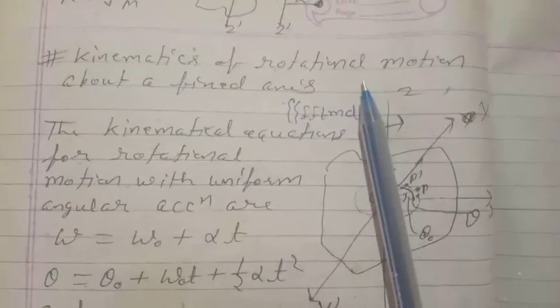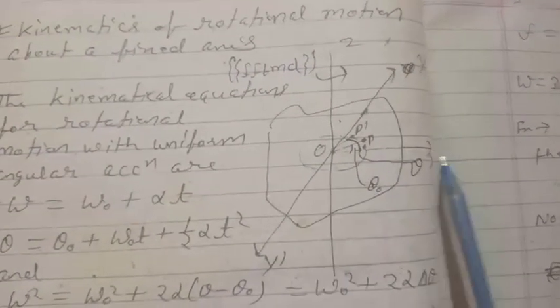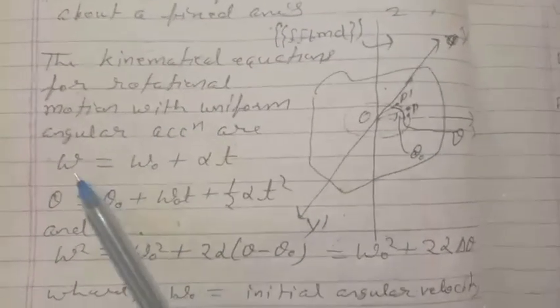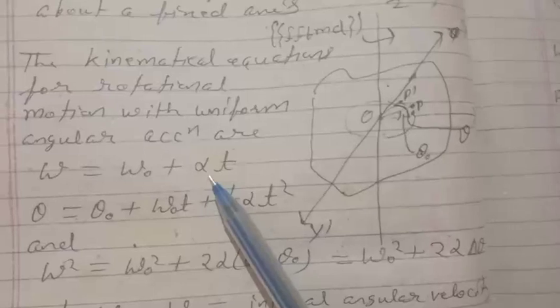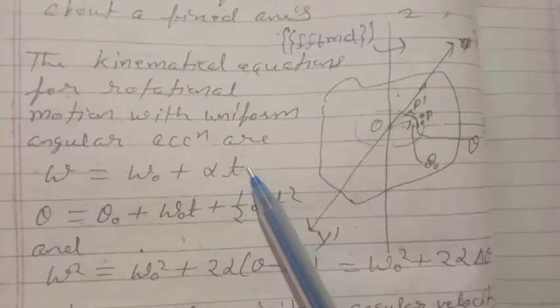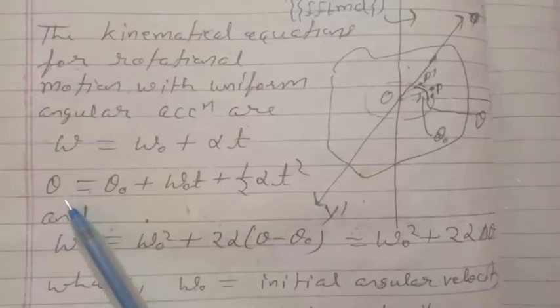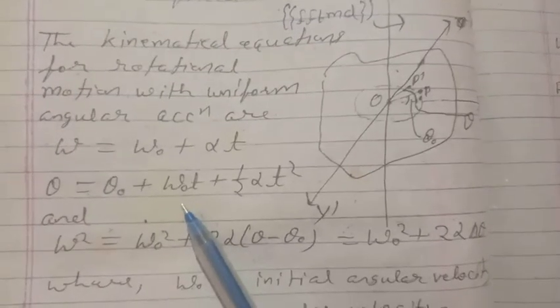Kinematics of rotational motion about a fixed axis. Here a rigid body is shown, and z is the axis. Also, this is the y dash and this is the x dash axis. Now the kinematical equations for rotational motion with uniform acceleration are omega equals omega naught plus alpha t, where omega is the final angular velocity and omega naught is the initial angular velocity. Alpha is the angular acceleration, t is the time, and theta equals theta naught plus omega naught t plus 1 by 2 alpha t square, where theta is the final angular position of the body, theta naught is the initial angular position, omega naught is the initial angular velocity, and alpha is the angular acceleration of the body.